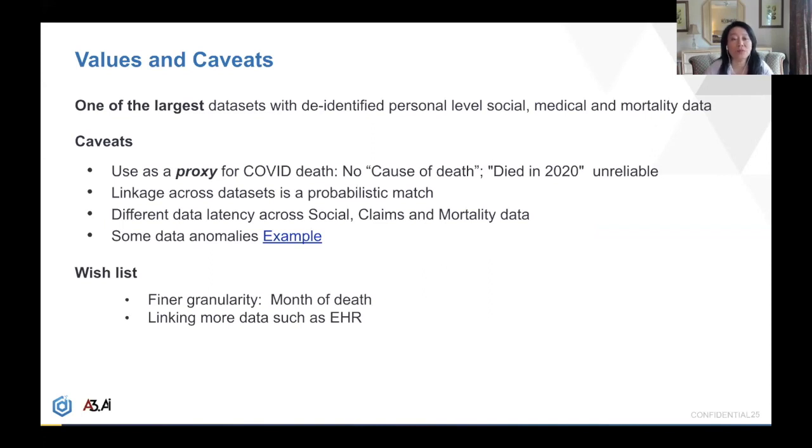Also, the linkage between different data sets is a probabilistic match, not an exact or deterministic match. And different data sets, because they come in from different data donors, have different latencies. So for example, if we identify somebody with hospitalization and with COVID in December, but there's no mortality data on it, we cannot confidently assume that person survived COVID.